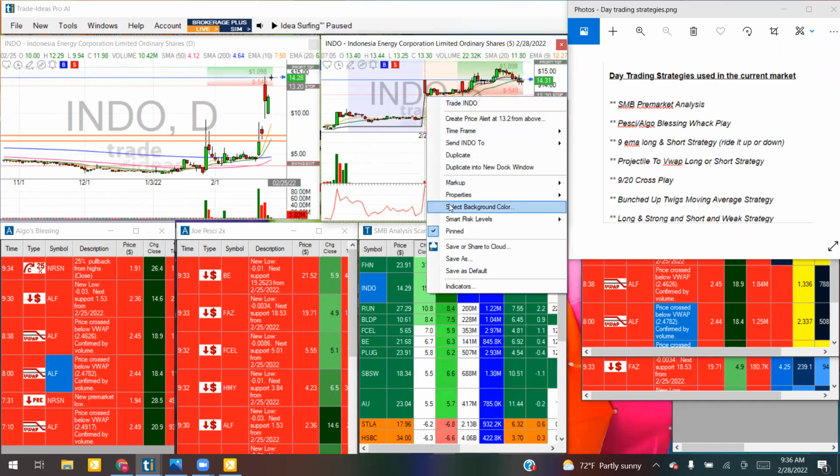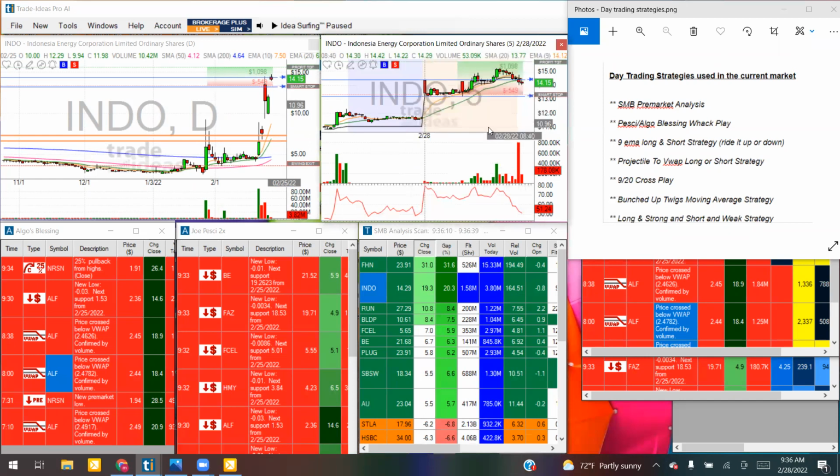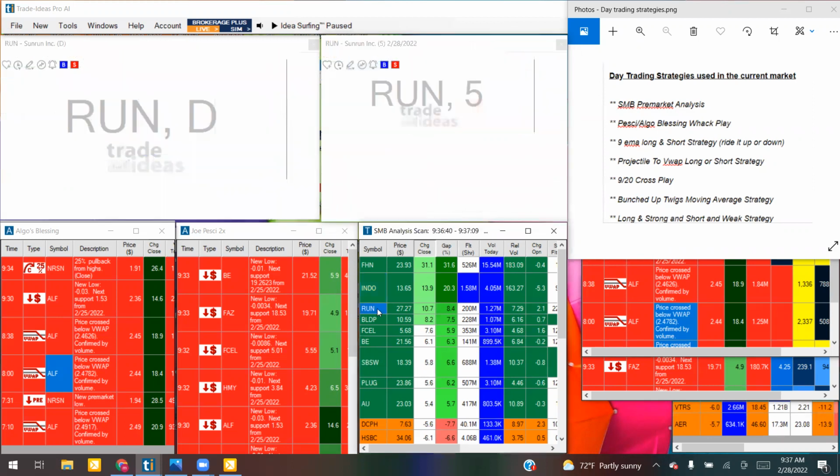Now let's look at INDO. In your mind, do you consider that clean consolidation? A key thing to do is, I don't want to give you hard rules, but if you see a $1 spread in a $13 stock, that is not clean consolidation to me. That is just too wide. So no, I would not consider INDO.